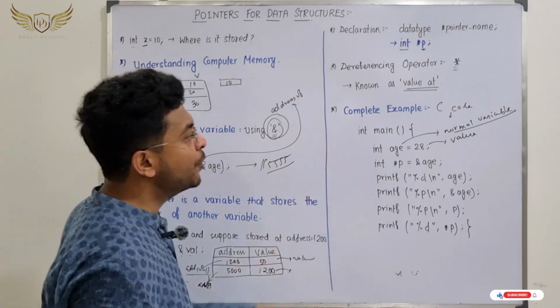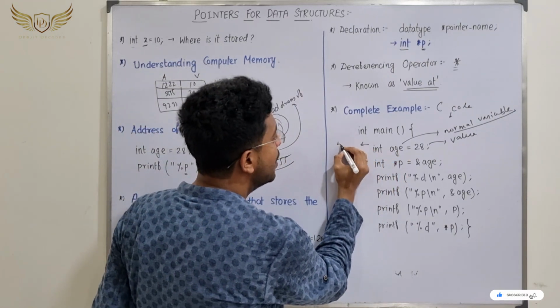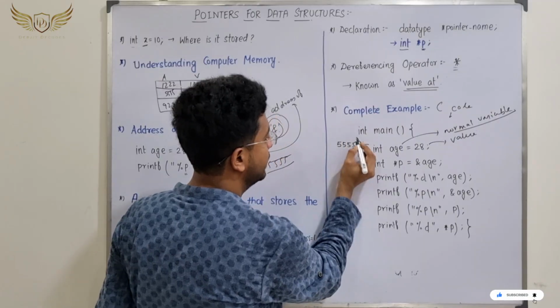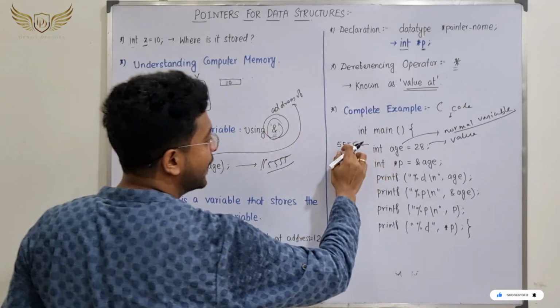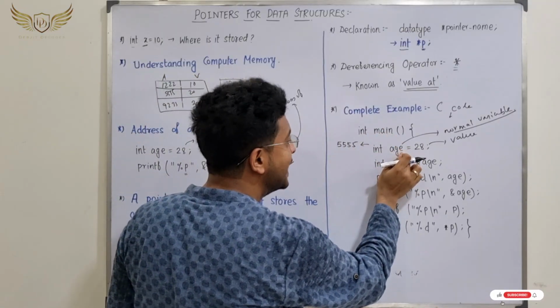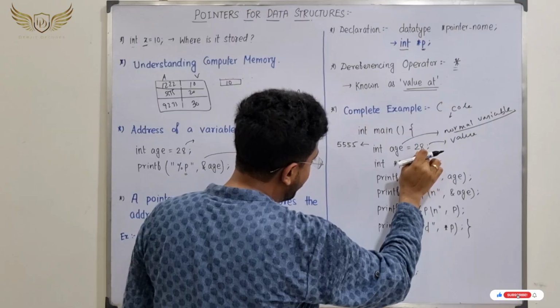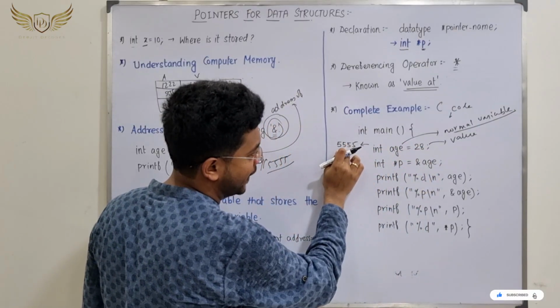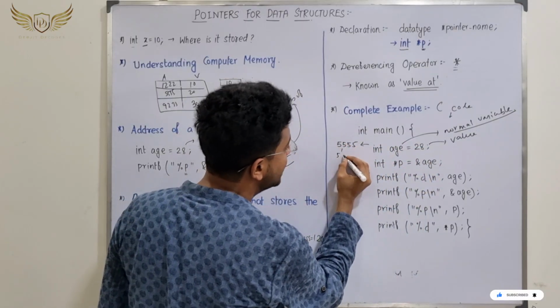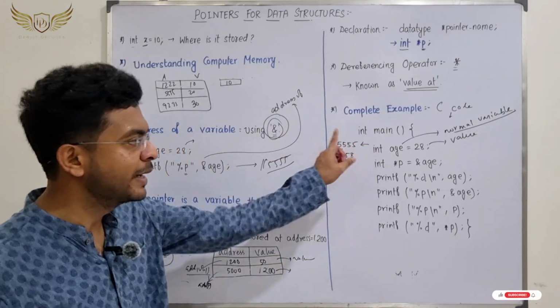Now suppose this age, this 28, is stored at a memory location, assuming 5555. We are assuming. So what is the meaning? Age is a normal variable of type integer, which takes 4 bytes. It has the value 28 and it is stored at 5555. So from 5555 to 5558, because 5556, 57, 58, since it is 4 bytes.